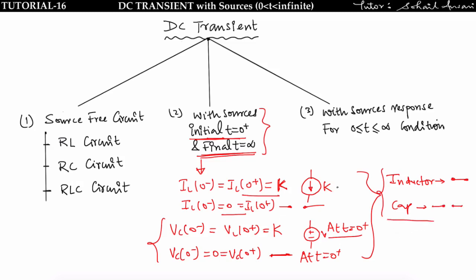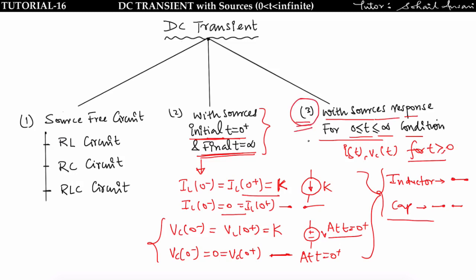Now today we will be discussing DC transient with sources response for the 0 less than t less than infinity condition. Meaning we have to find the capacitor voltage or inductor current for t greater than or equal to 0 when the sources are connected. So we will see some problems based on this, and let us see how to proceed with this type of problem.